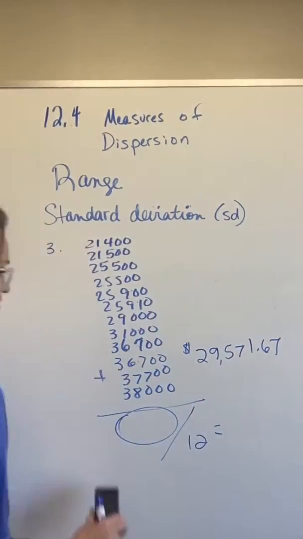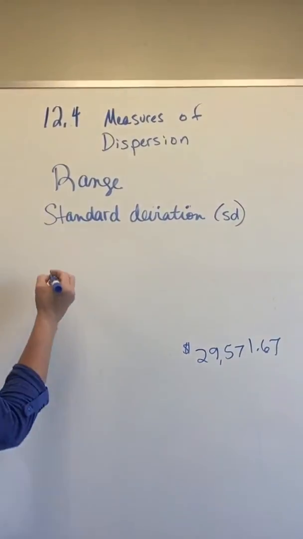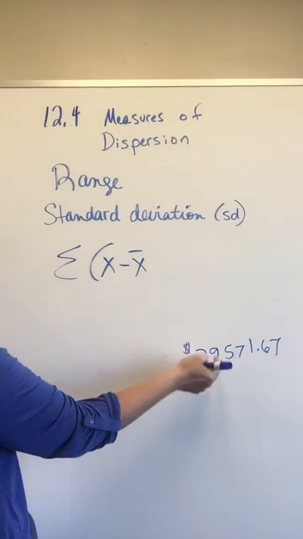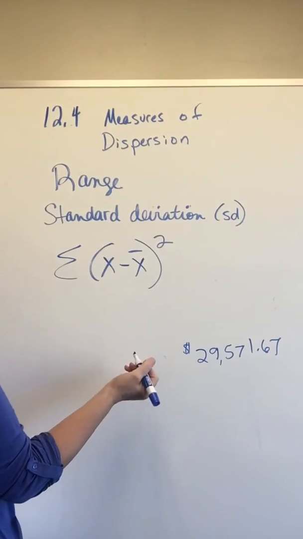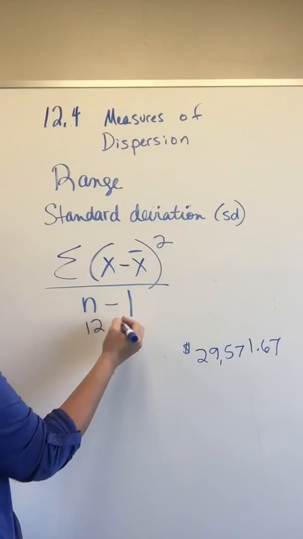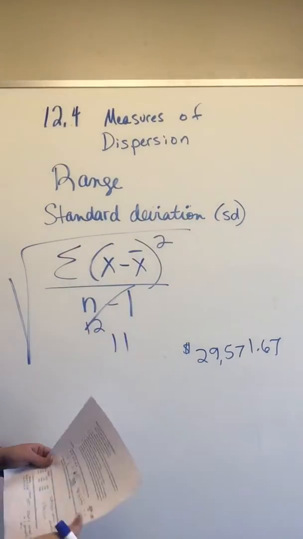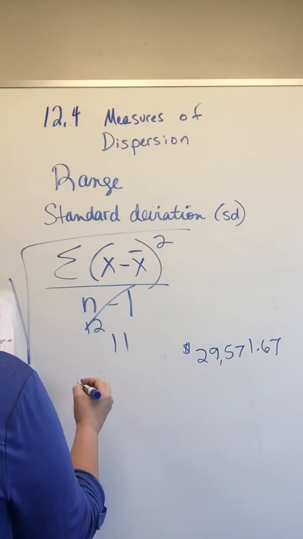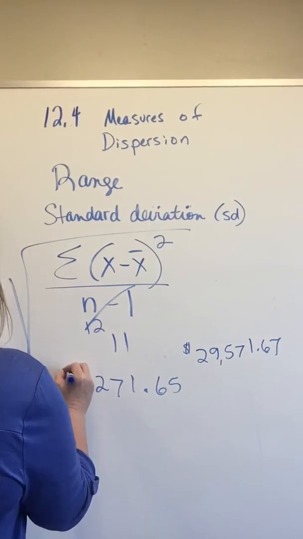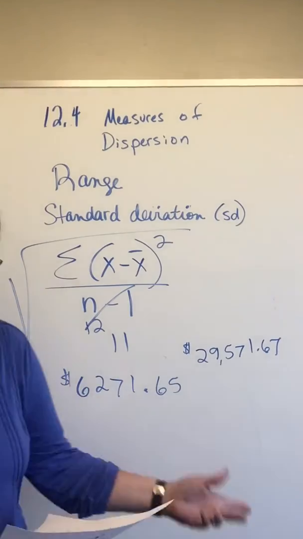Then, after you figure that out, it's when you do your next calculations, the big calculations, where you take every number, every one of those numbers I listed, minus this mean I found, and square that answer, then divide it by n minus 1. N in this case is 12, so 12 minus 1, you're going to divide by 11. Then the last thing you do is square root that final answer. And the answer to number 3 should be 6271.65.